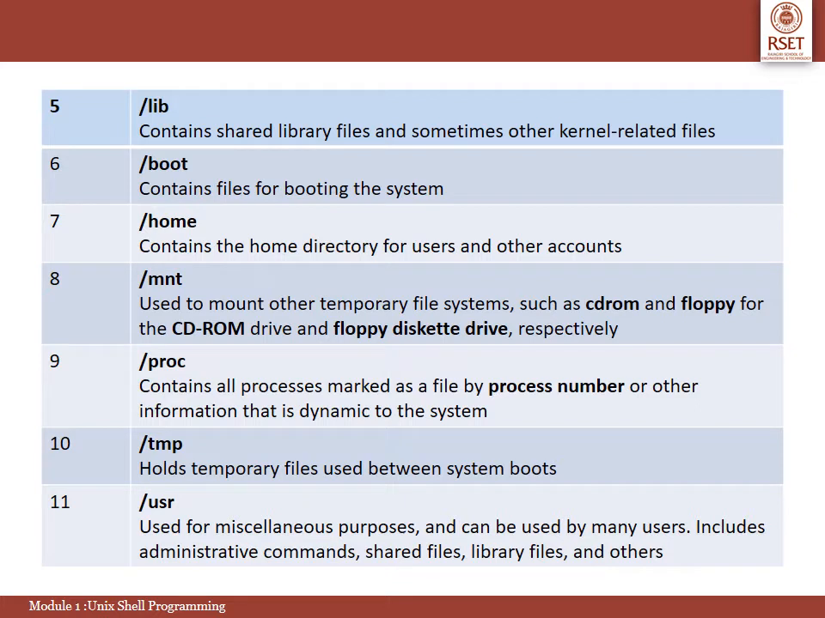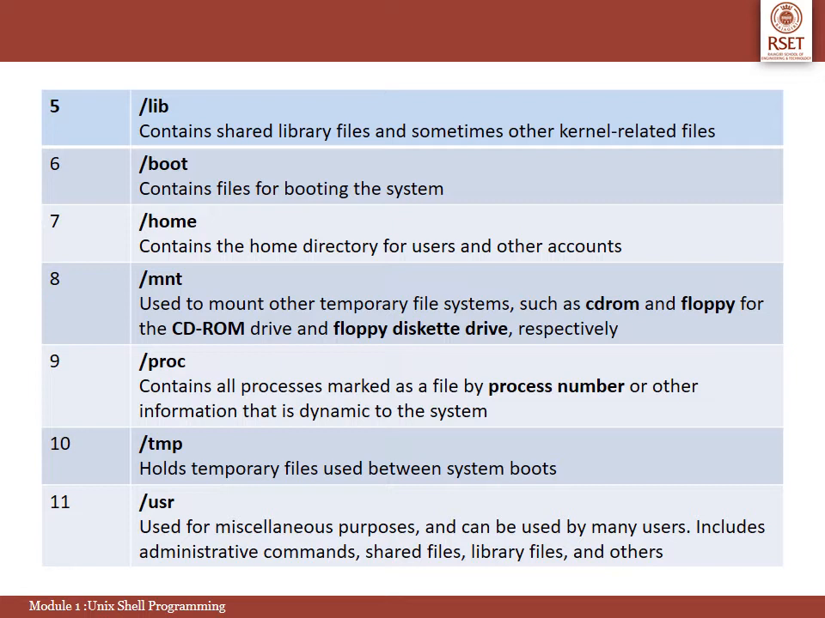Next comes /lib. This contains shared library files and sometimes other kernel related files. Sixth one is /boot, which contains the files for booting the system. The next one is /home. It contains a home directory for users and other accounts. Eighth one is /mnt. This is used to mount other temporary file systems such as CD-ROM and floppy, for the CD-ROM drive and floppy disk drive respectively.